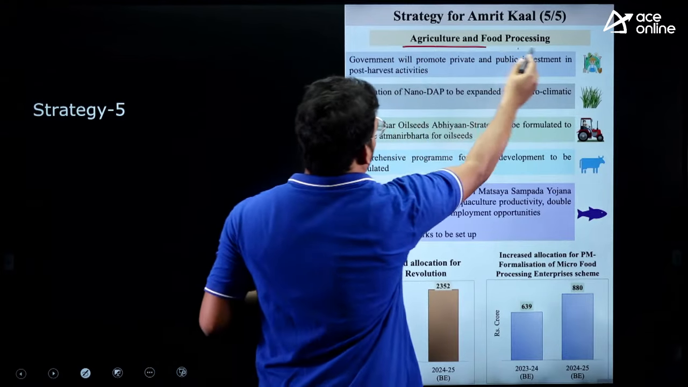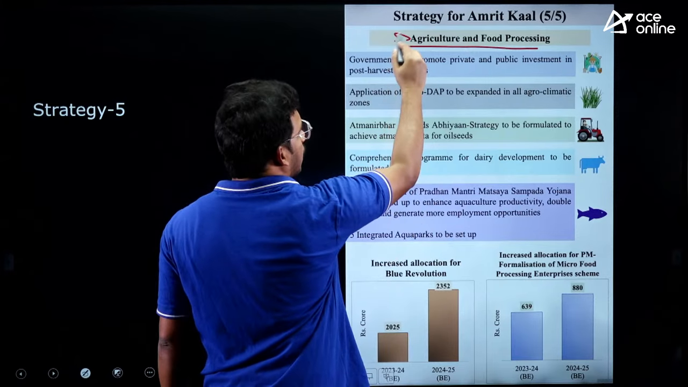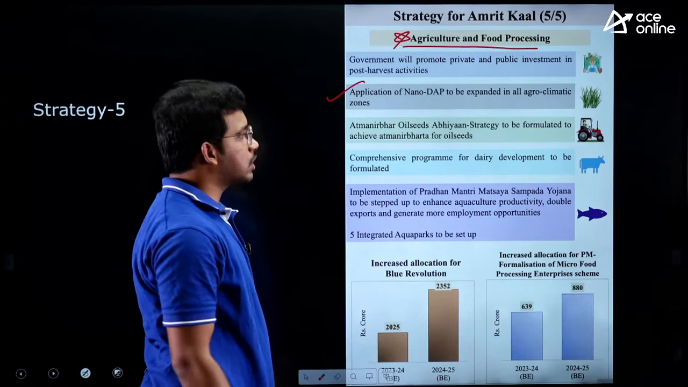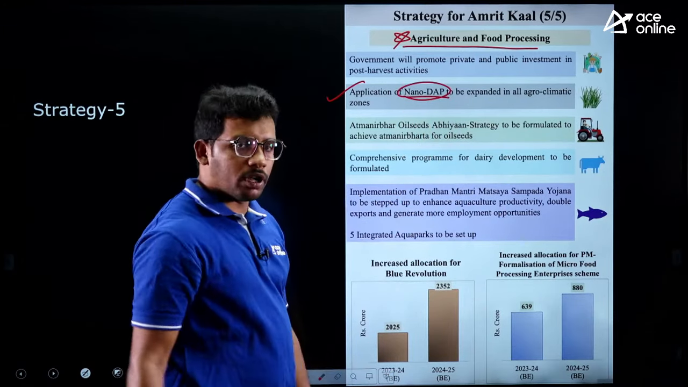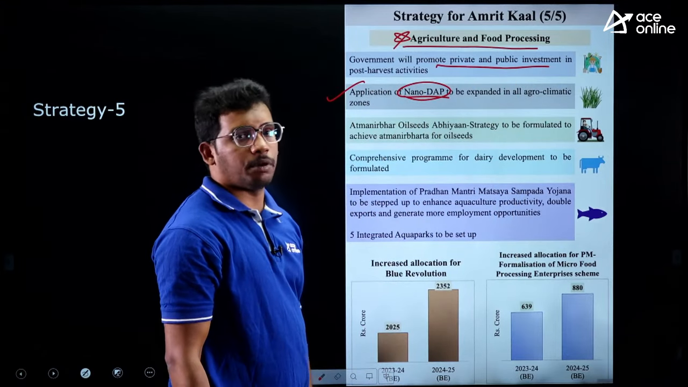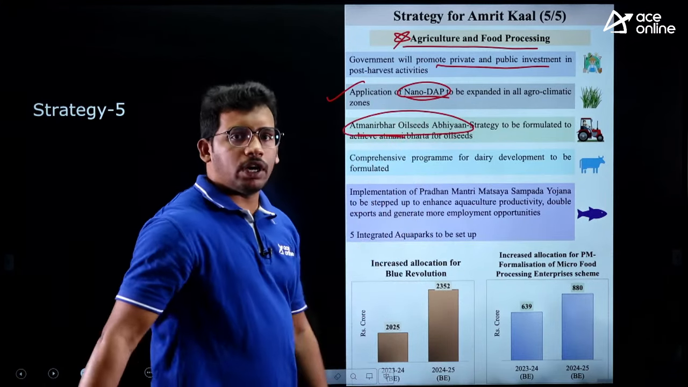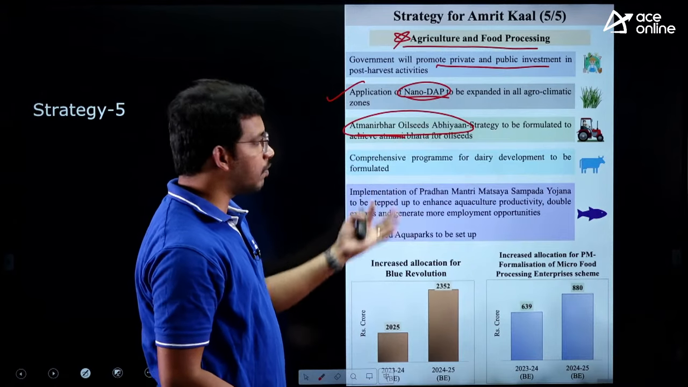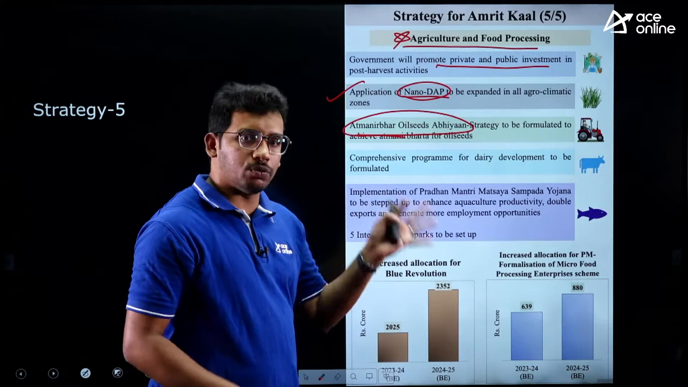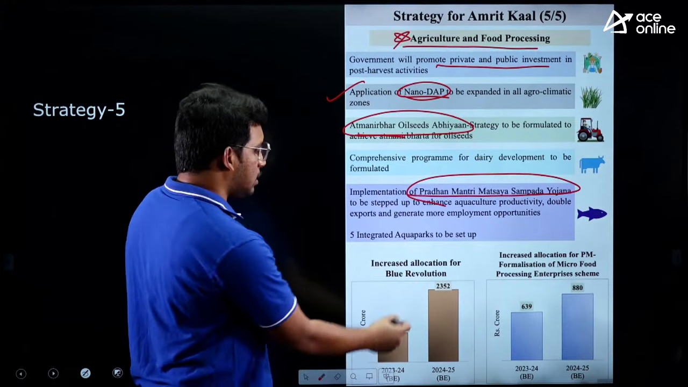Finally, agriculture and food processing. The fifth strategy will be to promote agriculture and food processing. Here they are going to focus more on nano diammonium phosphate. Then the government will also promote public-private investments in the agriculture and food sectors. Also, we are more dependent on imports of oil seeds, so the government wants to make it self-reliant, that we need to depend on ourselves. We need to reduce the imports. Also, they are going to develop the fishery sector. This data again is important.